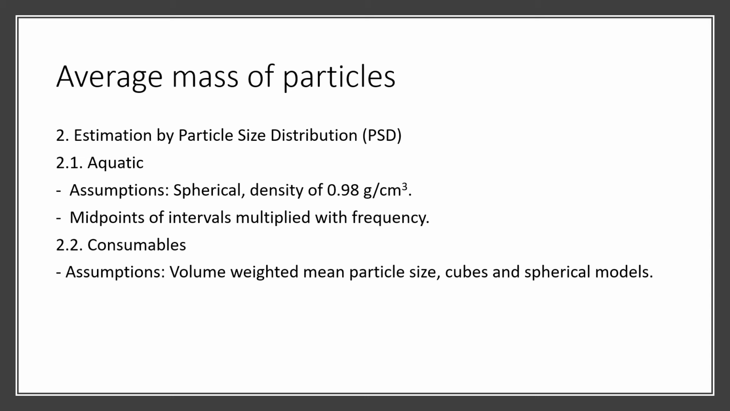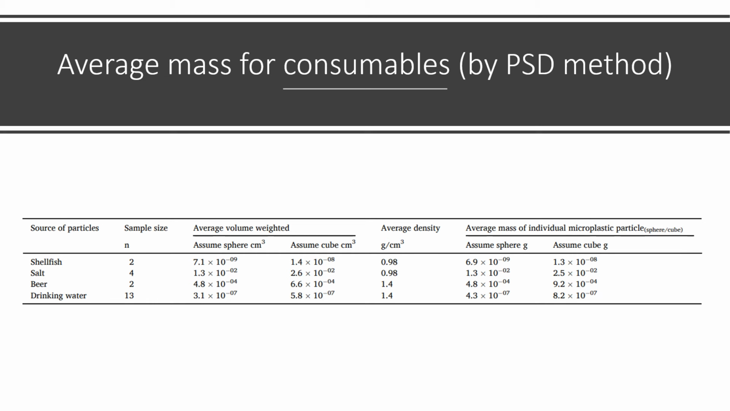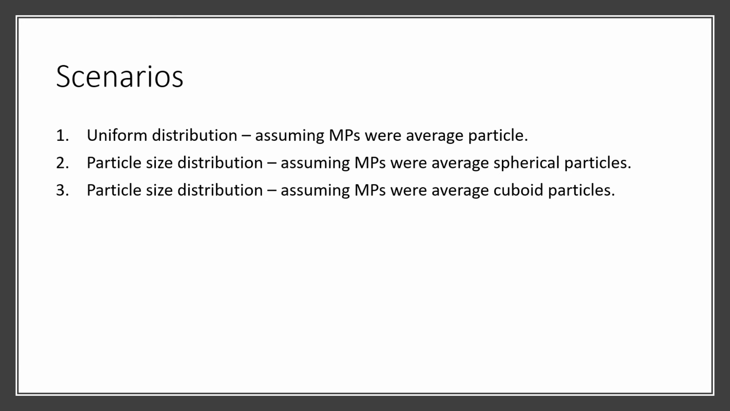Cubic and spherical models are used for the microplastic shapes. In this slide, you can see the average volume weight and average mass of individual microplastic particles for both spherical and cuboid models. The three scenarios are applied for the modeling. The scenarios were average microplastic particles with uniform distribution, particle size distribution with spherical particles, and particle size distribution with cuboid particles.